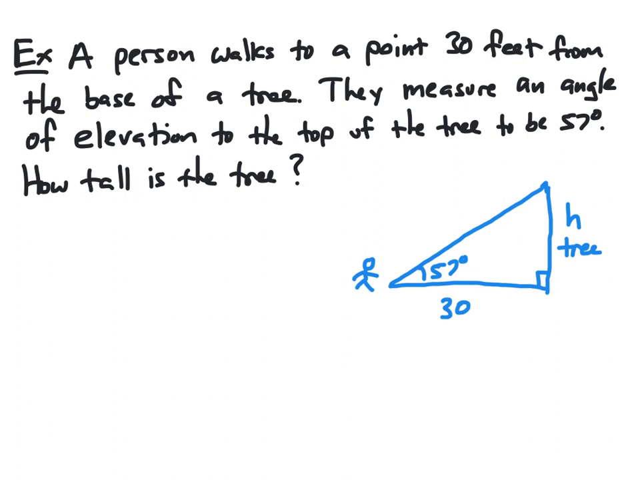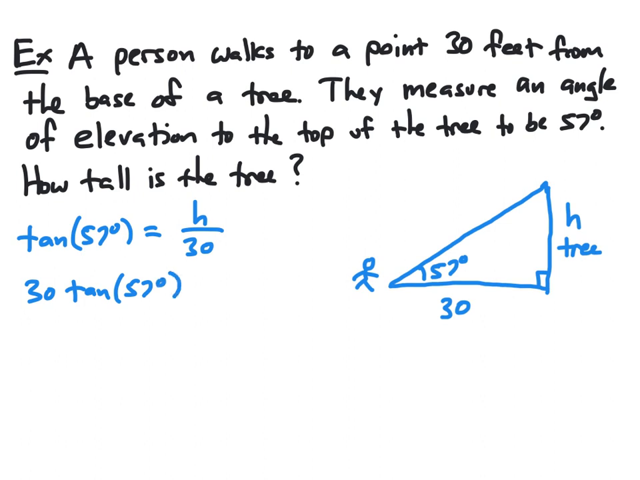So here we have this angle of 57 degrees. We know the adjacent side and would like to find the opposite side. And so the adjacent and opposite sides are both involved with the tangent function. And so we're going to compute the tangent of 57 degrees. And that will be h divided by 30, the opposite side over the adjacent side. We can multiply both sides of this equation by 30, and we get 30 times the tangent of 57 degrees is equal to h.